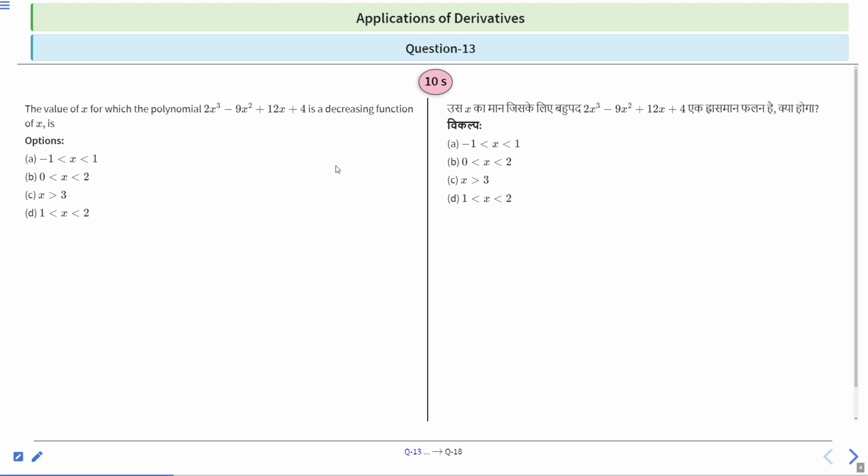And after that, we will find the interval on which the calculated f dash x becomes less than 0, right? Okay, you have 10 seconds to think about and solve this question. After 10 seconds, we will discuss the solution.